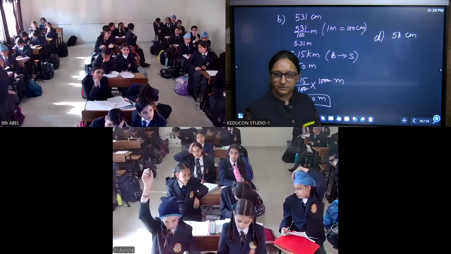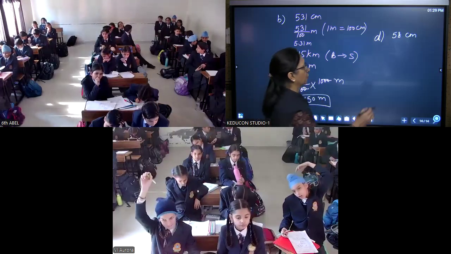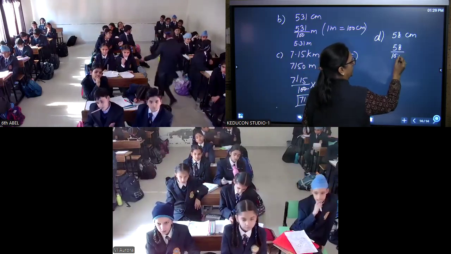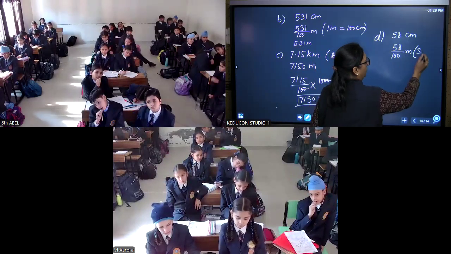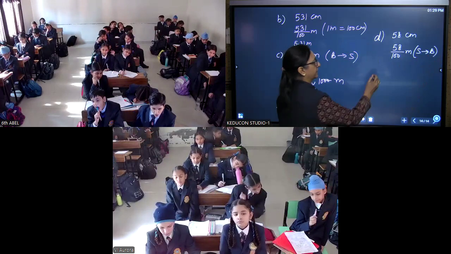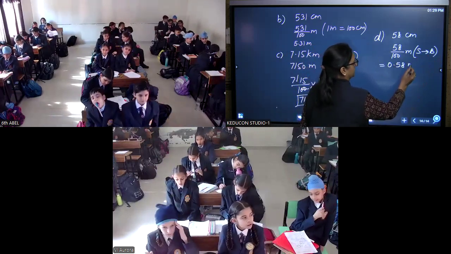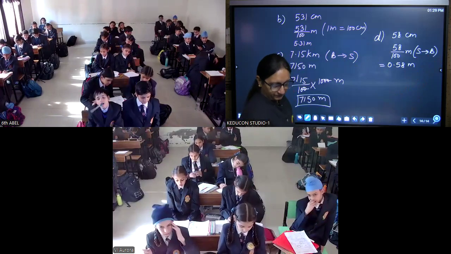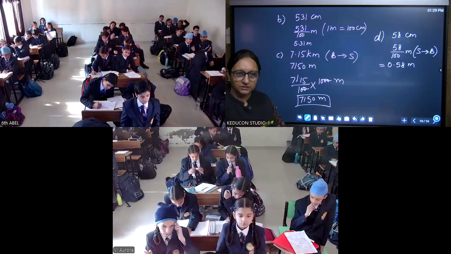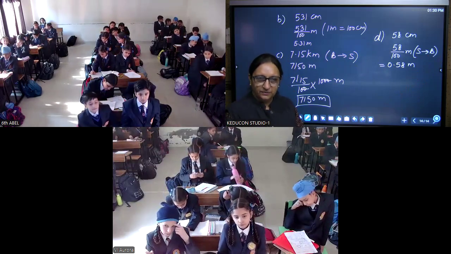58 centimeter. Ma'am, 0.58 meter. 0.58. It is 58 upon 100 meter because we are going from small to big. We will be dividing by 100. It will be 0.58 meters. Okay. This is all right. You have understood the conversion very nicely.